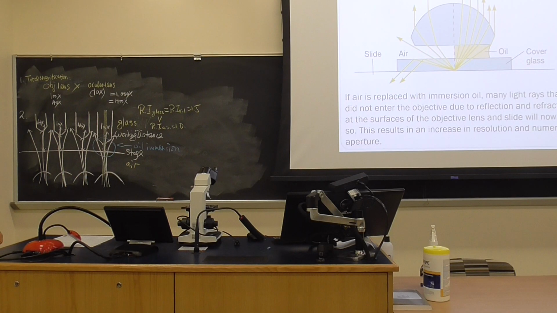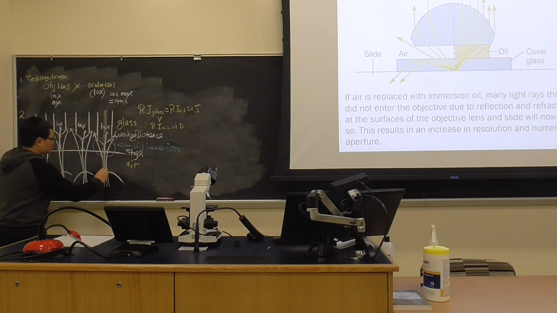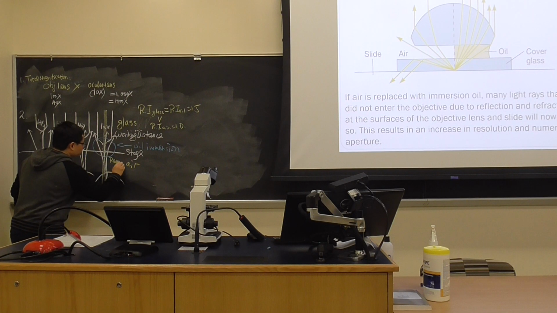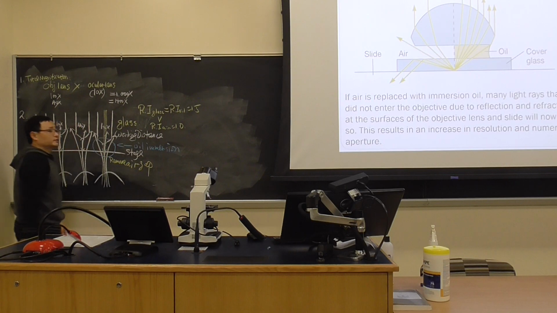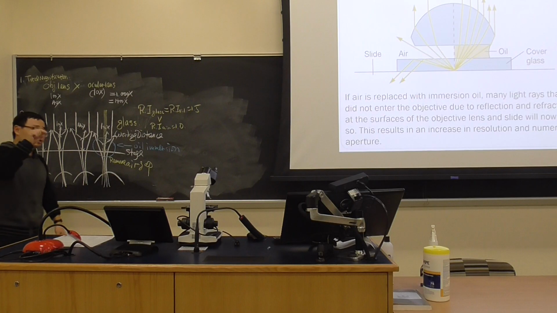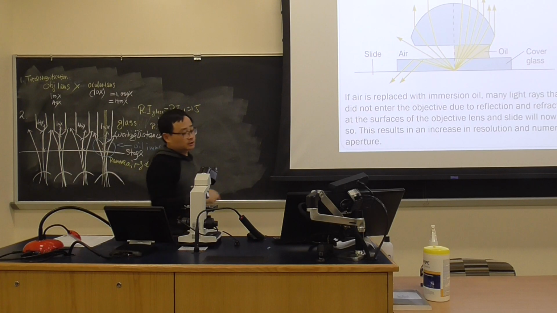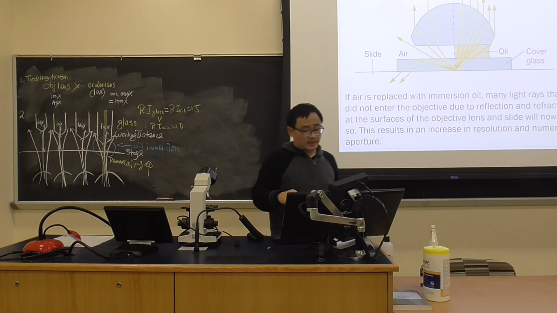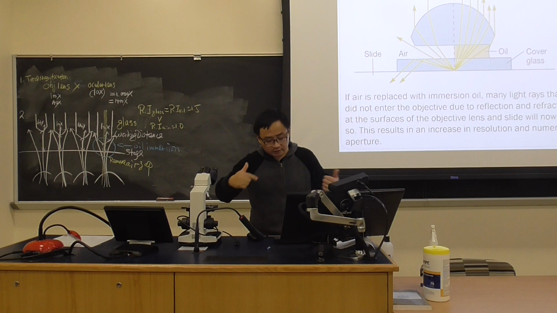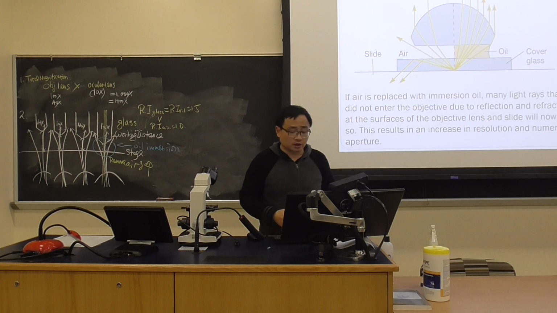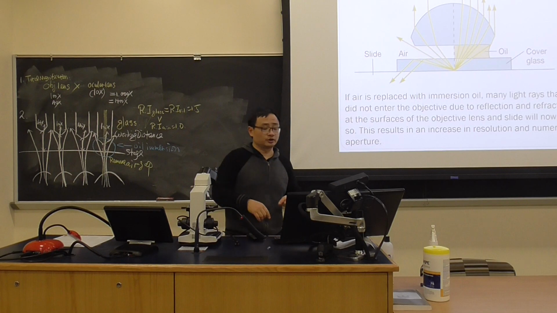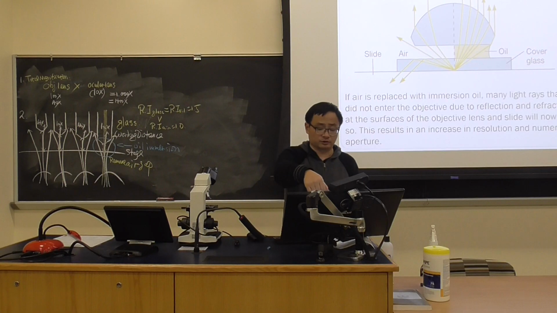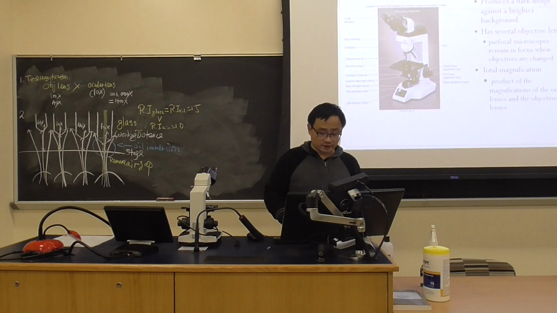So what's the function of oil immersion? It removes the air gap. That is a very important characteristic. When we observe bacteria using a light field microscope, we use oil immersion: a big drop of oil in the middle. Okay, that's oil immersion.